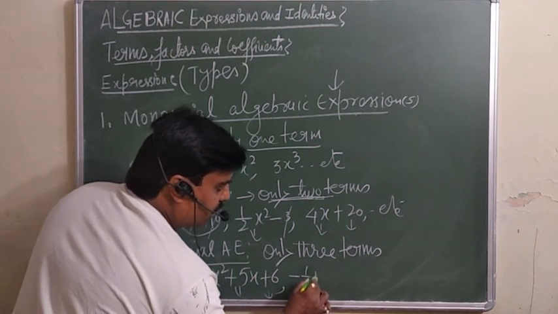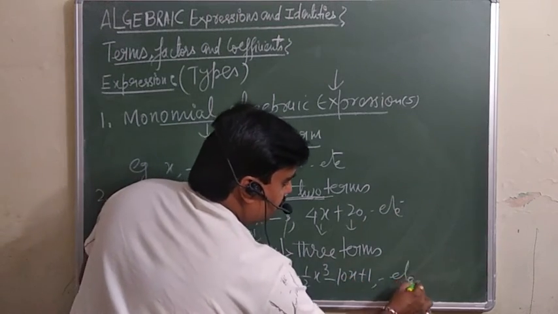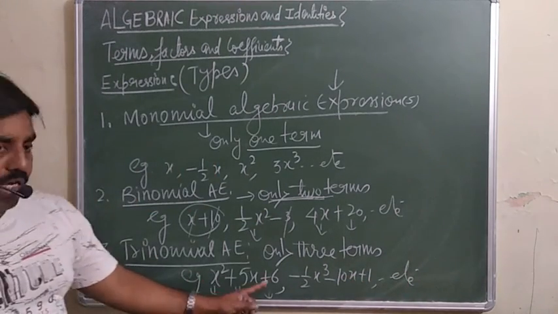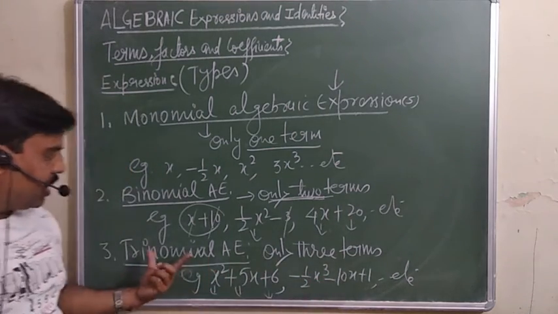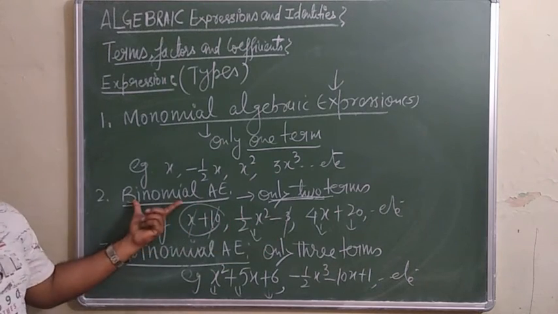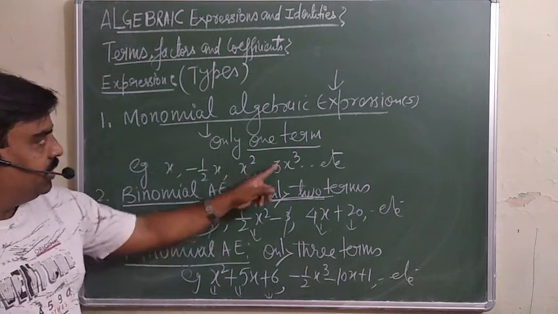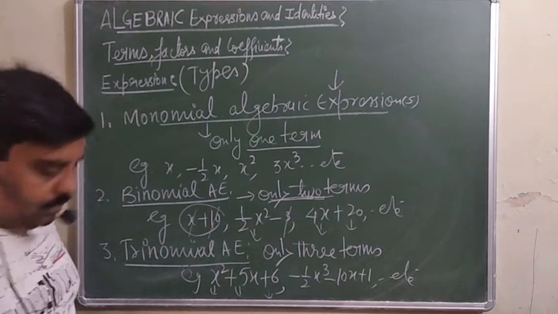Minus 1 over 2x cube minus 10x plus 1. These are the trinomial algebraic expressions. So if there are only three terms, that is trinomial. Only two terms are there, केवल दो, binomial. Only one term is there, that is monomial. And the fourth one is the polynomial.